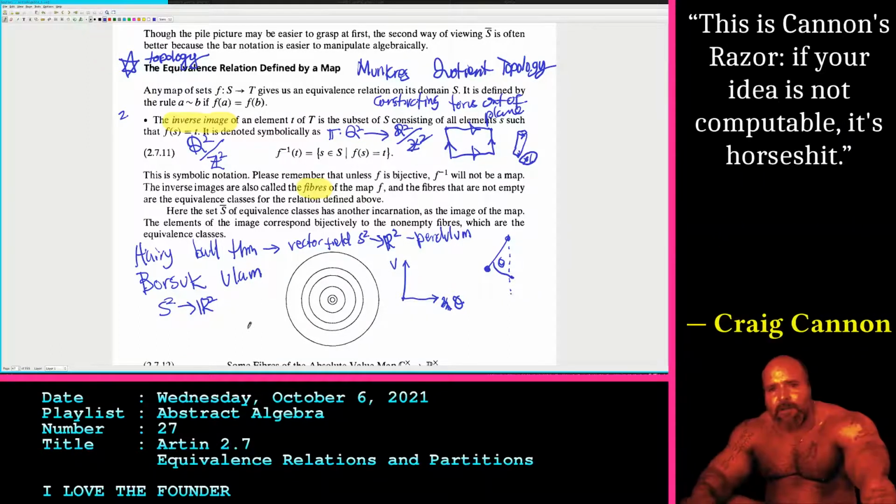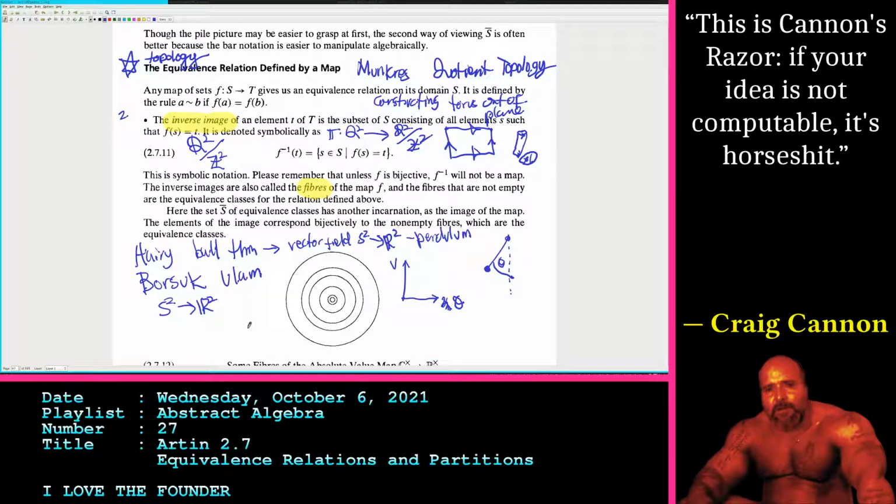So the point of the Borsuk-Ulam theorem is that if you have any map from S2 to R2, you will always have antipodal points on the sphere that map to the same point in R2.